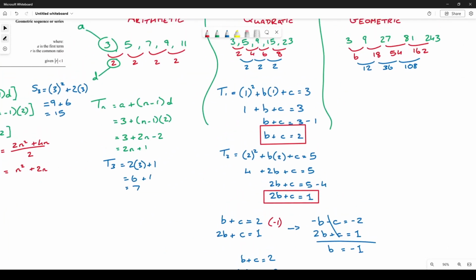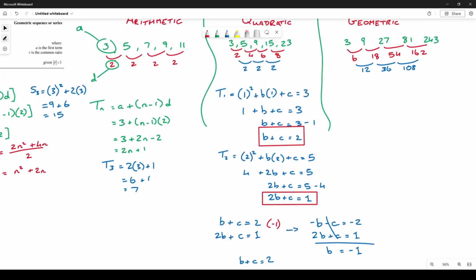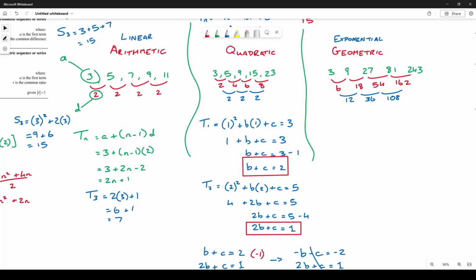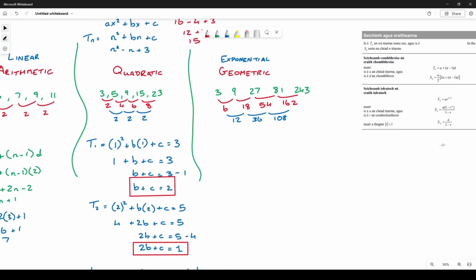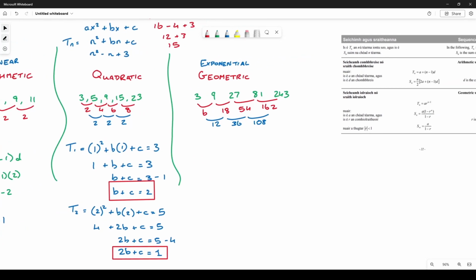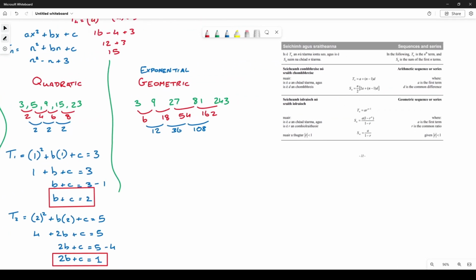Now, I haven't decided how I'm going to do this. I'll put a cut here so that if you are not doing Leaving Cert or Leaving Cert higher level, you don't have to look through this if you don't want to. But I will do basically the exact same for those two, for the TN and the SN and the S Infinity. I know big things ahead for the geometric series or the exponential series.